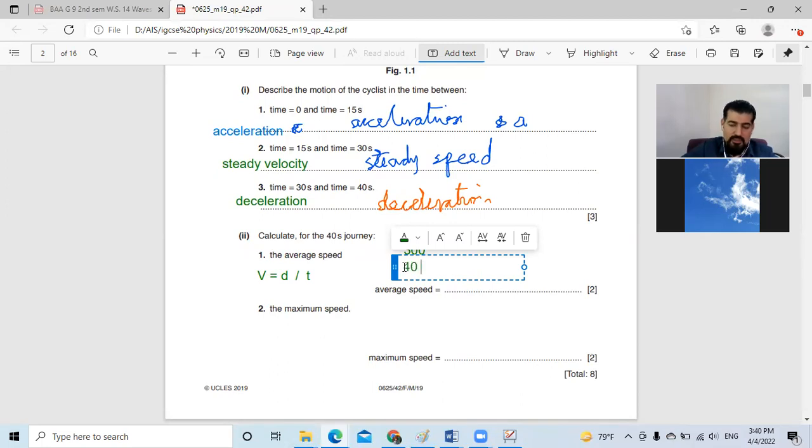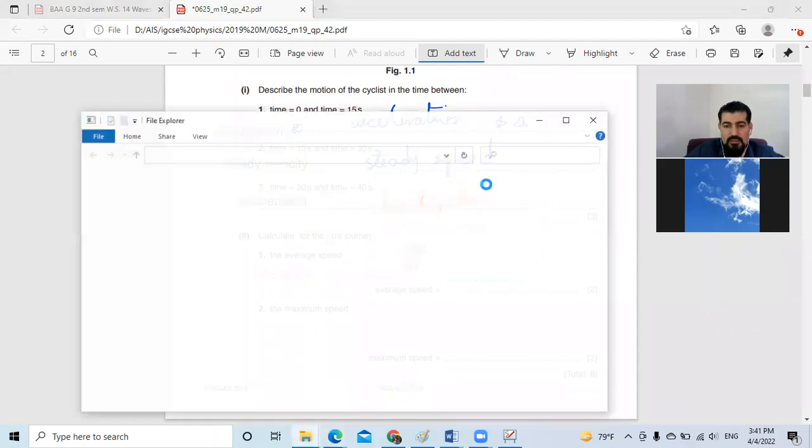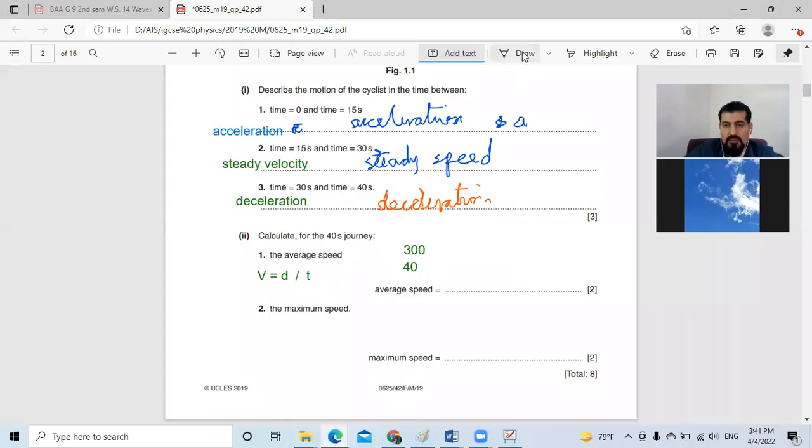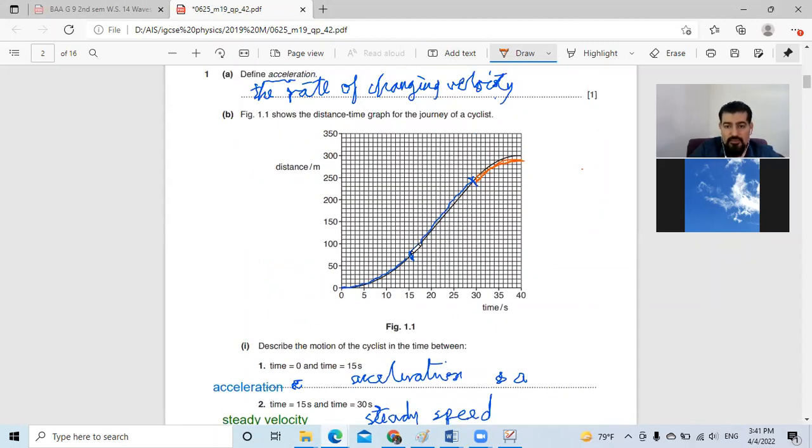And the answer will be 7.5 meters per second, distance over time. And the maximum speed is where the line is the steepest. In this region, from here to here, the line is the steepest, so I'll take the gradient.